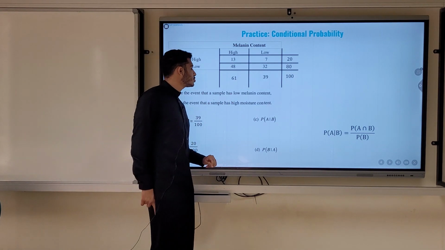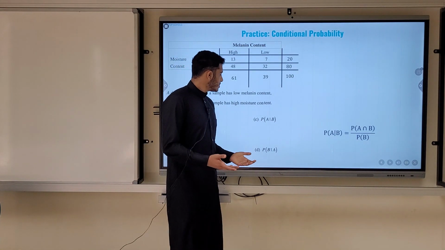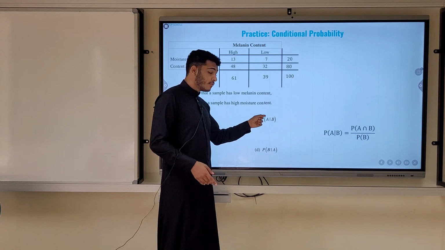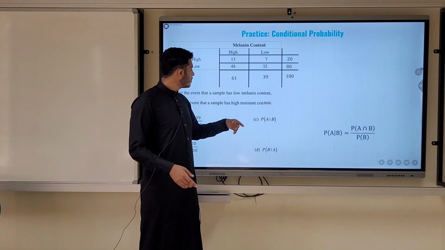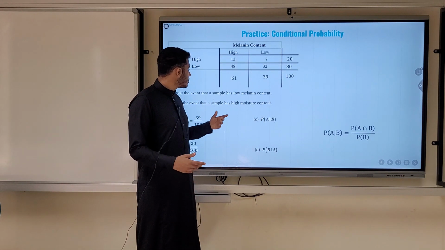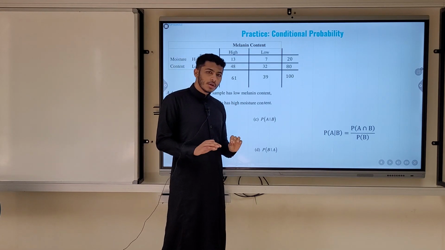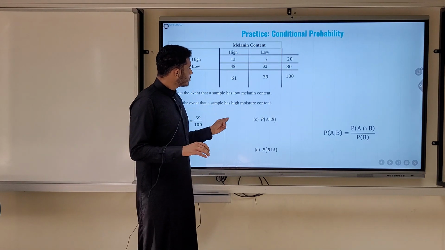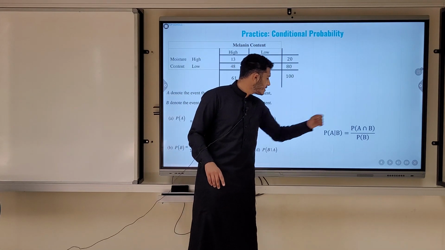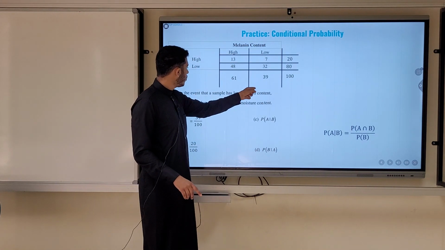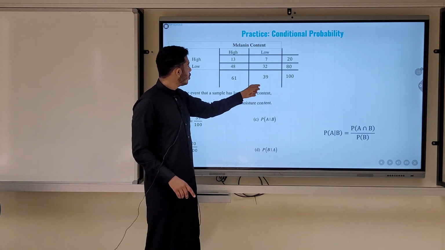Now we're going to need the conditional probability to solve these questions. The question says, find the probability of event A, which is low melanin content, given that we have a person who at the same time has a high moisture content. How to solve it? Implement the formula right away. Find the intersection between event A, low melanin content, and event B, high moisture content.